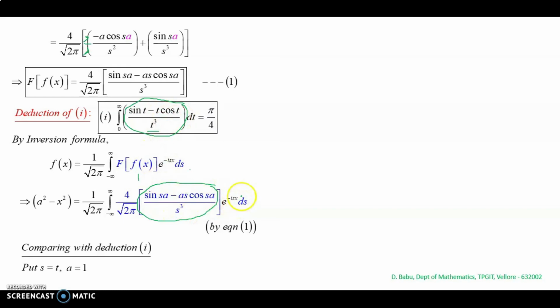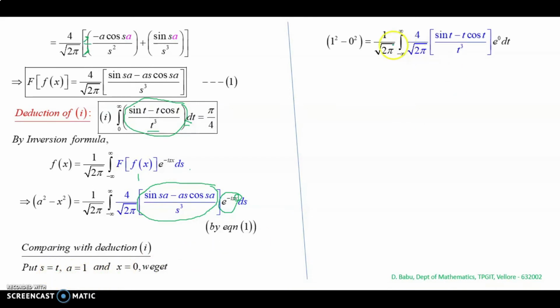Okay. So here one extra term is e power minus isx. Here it is absent. Therefore we have to make this term 1. Therefore we substitute x equal to 0. When x equal to 0, anything power 0 is 1. So substitute s equal to t, a equal to 1 and x equal to 0. We get 1 square minus 0 square equal to 1 by square root of 2 pi, integration minus infinity to plus infinity, 4 divided by square root of 2 pi, (sin t minus t cos t) divided by t cube, e power 0 into dt. This implies 1 equal to, so 1 into 4.